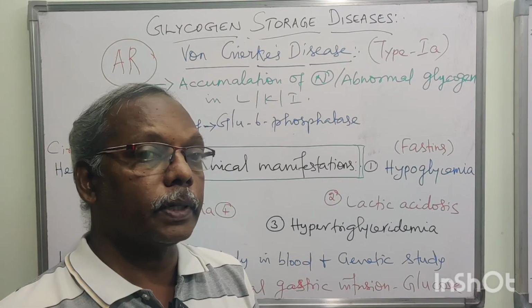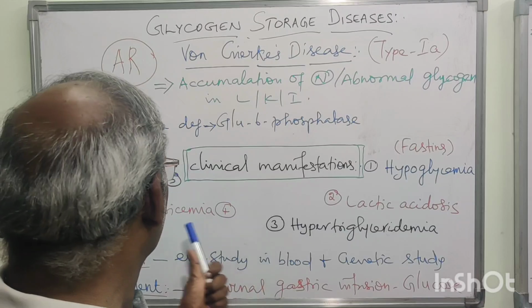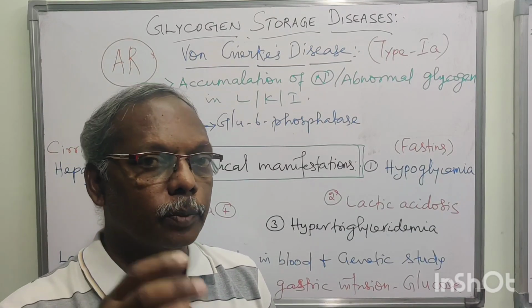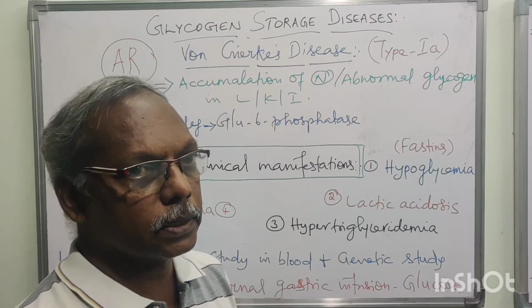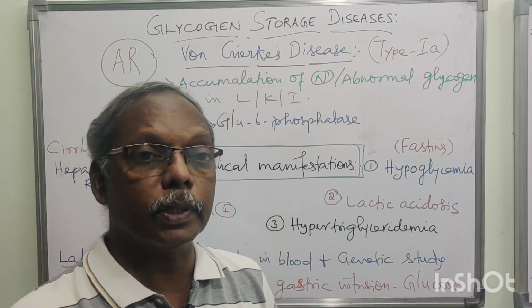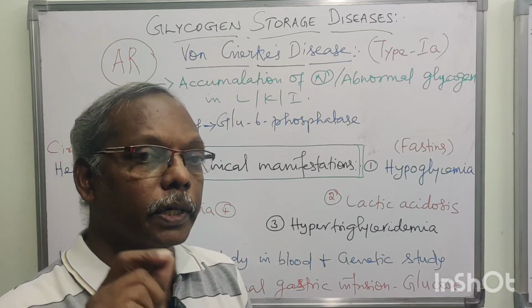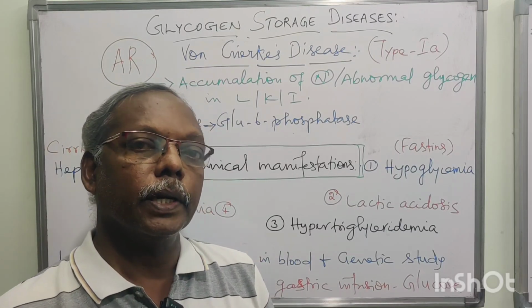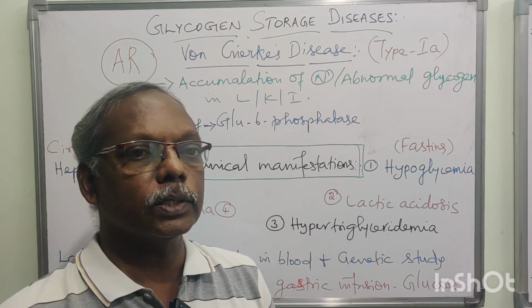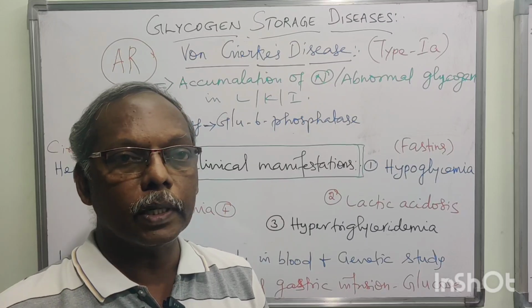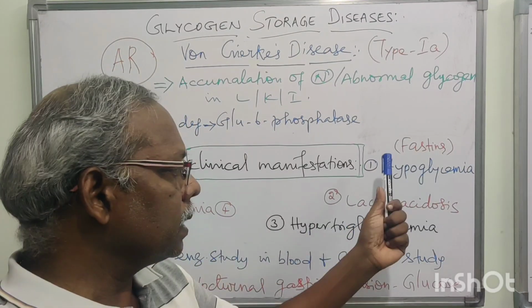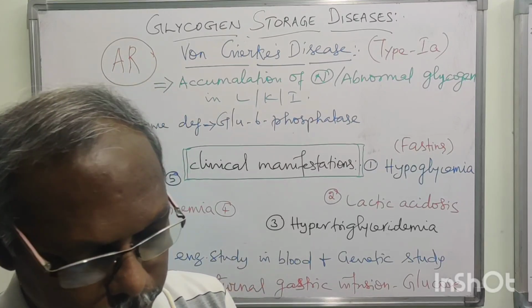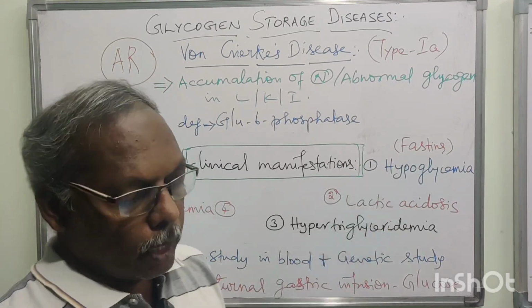Third is hyperlipidemia and also hypertriglyceridemia. Fourth one is hyperuricemia. How will the uric acid get accumulated in von Gierke disease? Hyperuricemia is one of the important manifestations for von Gierke disease. The last one is megaly, hepatomegaly and renomegaly. So hepatomegaly leads to cirrhosis. So these are all the clinical manifestations of von Gierke disease. Now we will see one by one.